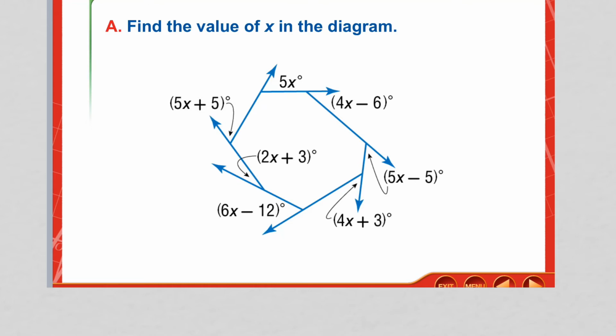When I add up all my x's, I get a 31x. And then I also need to add up all the numbers: the plus 5, the minus 6, the minus 5, the plus 3, the minus 12, and the plus 3. That would give me a minus 12. And that's going to equal 360. So from there, I need to add my 12. Oops, that's 360.